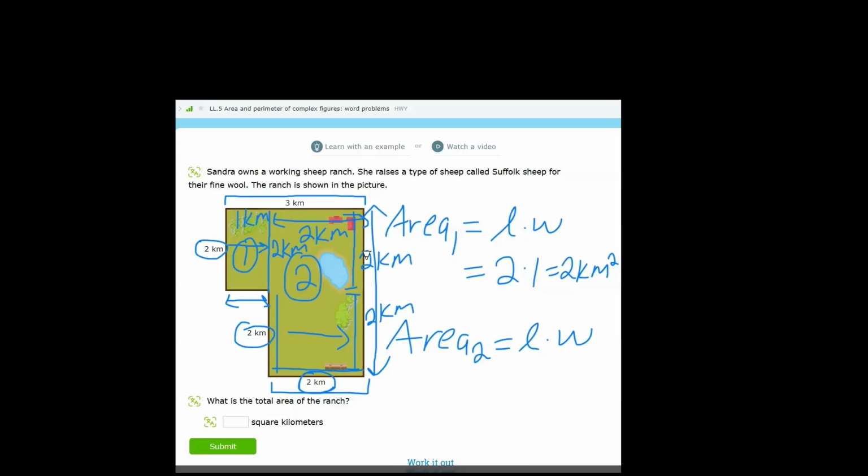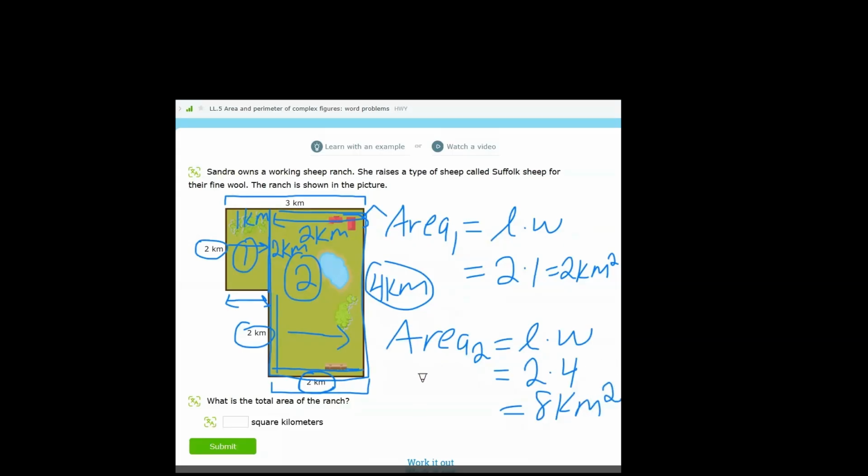And if you add both of these lengths up, this first half is 2 kilometers. The second half here is 2 kilometers. So if you add them all up, it should be 4 kilometers in total. So now we have the second rectangle on the right hand side here, and it is 2 by 4 kilometers. So we have 2 times 4, that gives us 8 kilometers squared.